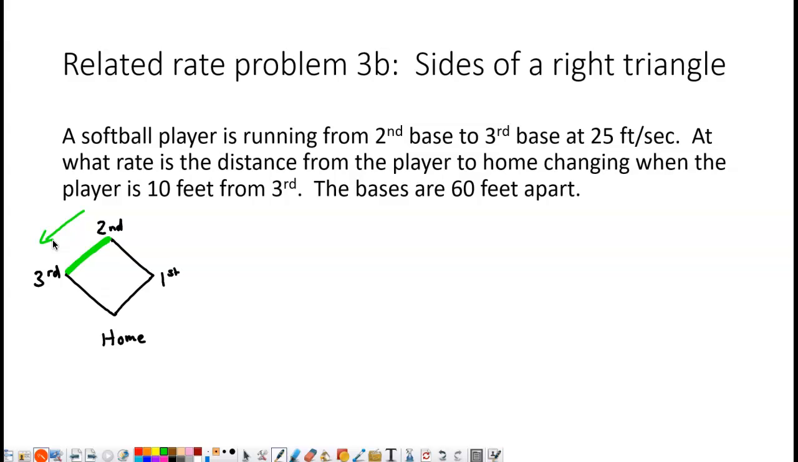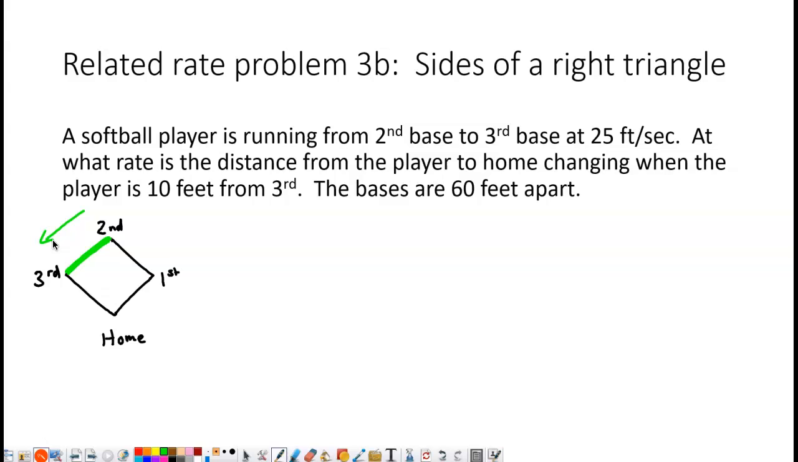His rate at which he's doing that is 25 feet per second. Now, the question is, at what rate is his distance from the home plate changing when he's 10 feet away from third? Okay, so that's pretty wild there.